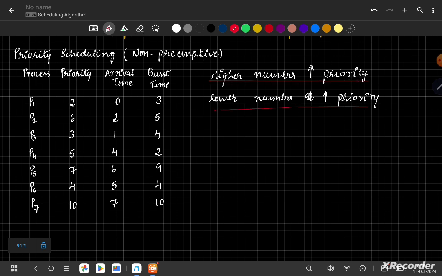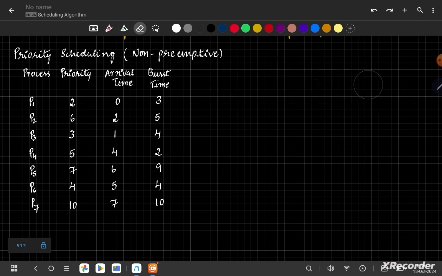This will be part of the question. They will mention whether it's higher the number, higher the priority, or lower the number, higher the priority. In case they don't mention it, you can directly go with 2, 3, 4, 5, 6, 7 and 10. That means you can consider lower the number, higher the priority, or else you can check the question. Now I hope you have understood. In this problem that we are doing, we are using lower the number, higher the priority. We'll start with the problem now.